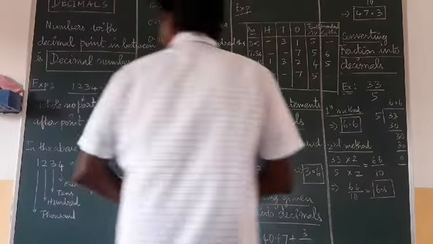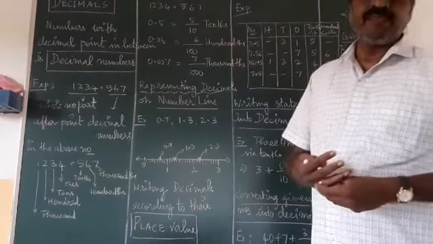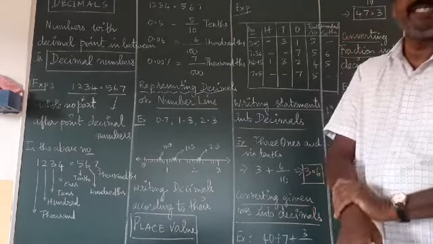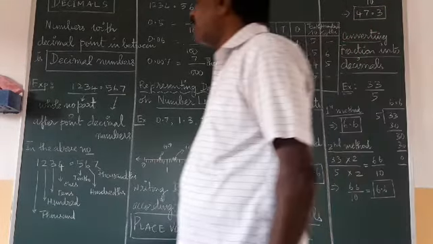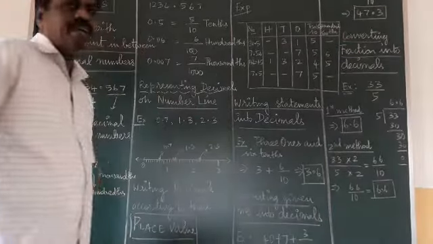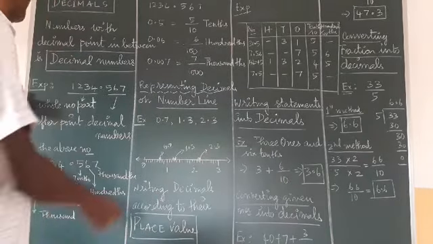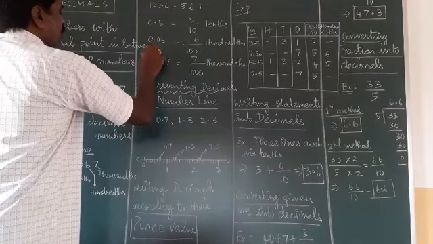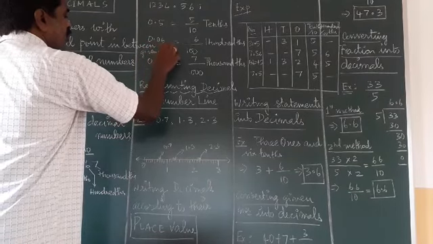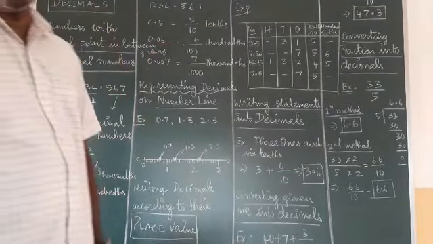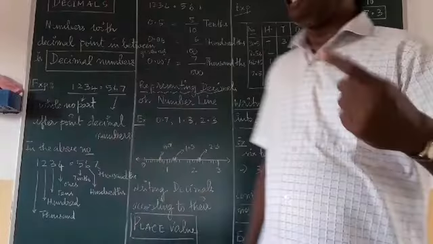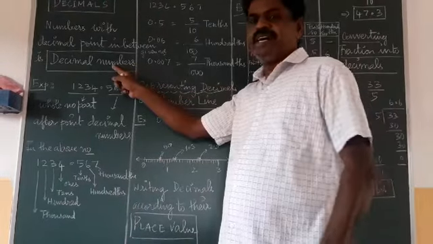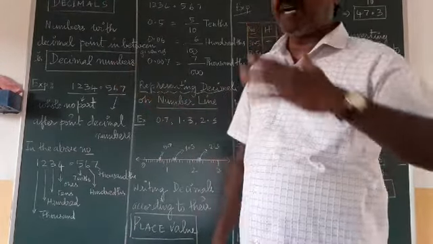What is a decimal? You have already studied it in lower sections, in 5th standard and 4th standard. Decimal means a number with a decimal point in between the given numbers. Now, if a point is there in between a given number, that is called a decimal number. And you have seen decimal numbers.